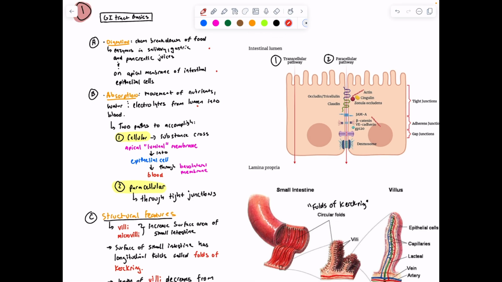One is cellular, or transcellular, same thing. Basically having the substance move across the apical luminal membrane, because the lumen's right here, into the cell, and then through the basolateral membrane into the blood. The other way is the paracellular pathway, which is through the tight junctions in between the epithelial cells.